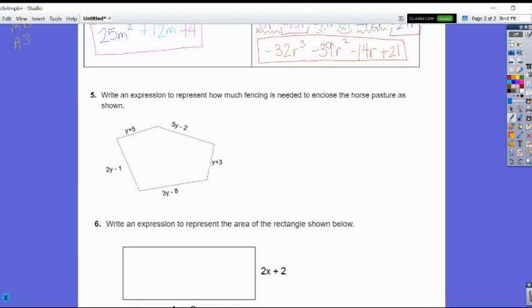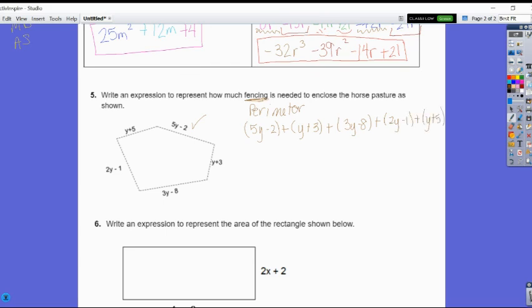So number 5 wants us to write an expression about how much fencing is needed to enclose the horse pasture. If you're thinking fencing, hopefully you are thinking about perimeter. And how do you find the perimeter? We are going to add all of the side lengths. So I'm going to pick a side length to start at here, 5y minus 2, and then I will add on the rest of my sides, the y plus 3. Add on the 3y minus 8, add on the 2y minus 1, and add on the y plus 5.